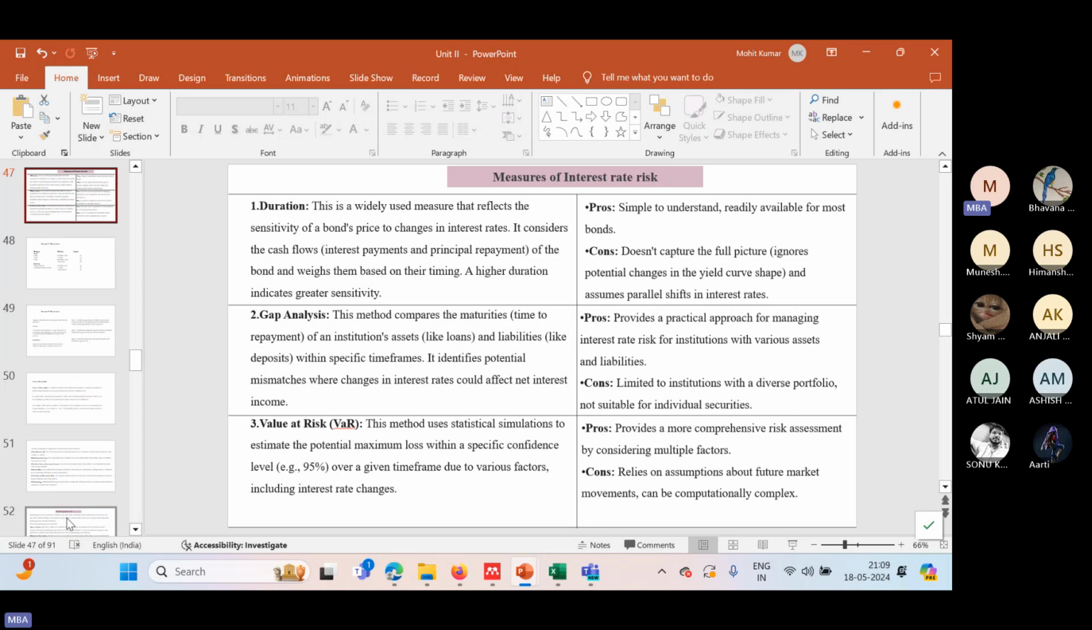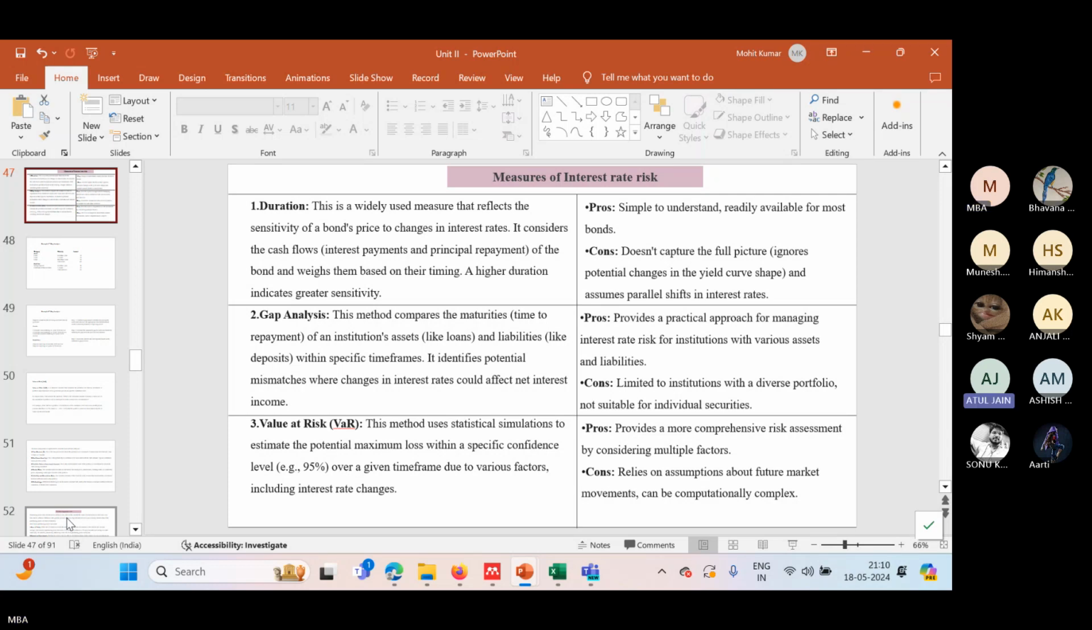So it is not just either duration or gap; they can use a combination of both. A bank can see that they have invested certain amounts in bonds and, based on duration, how it is going to affect their bond price. Me and you can definitely use duration. For me and you, gap analysis won't make much sense because we don't have assets or liabilities like this. So it depends upon who is going to use this.